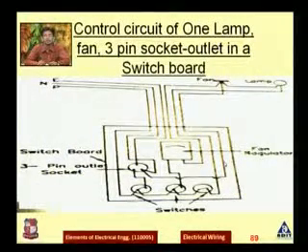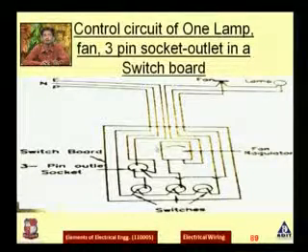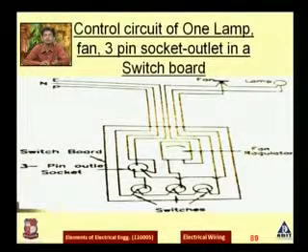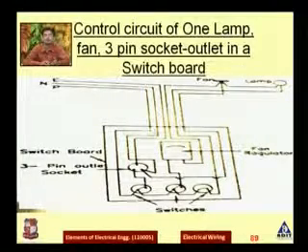See, in this circuit, one lamp, one fan and a 3-pin socket are connected with the switchboard. This one is the real switchboard, or you can say the real application where you are using the electrical wiring system at your home.